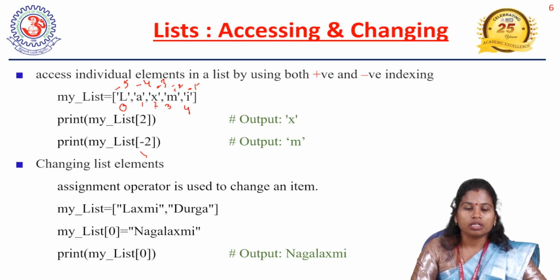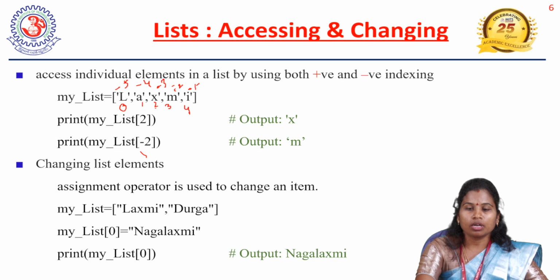So for that, just consider the first element position, that is 0. So my_list[0] initially contains Lakshmi. Now I want to assign this with Nagalakshmi. So my list is updated with Nagalakshmi and Durga. Now I want to print my element at the first position. That's why print(my_list[0]). Here that 0 contains Nagalakshmi now. So in this way we can change any element in the list. We can update the list elements.